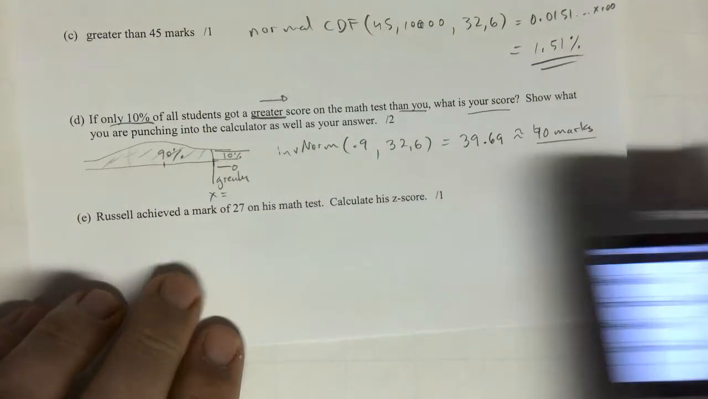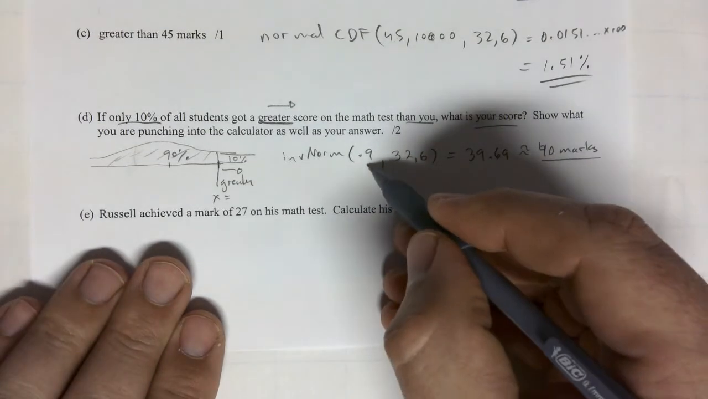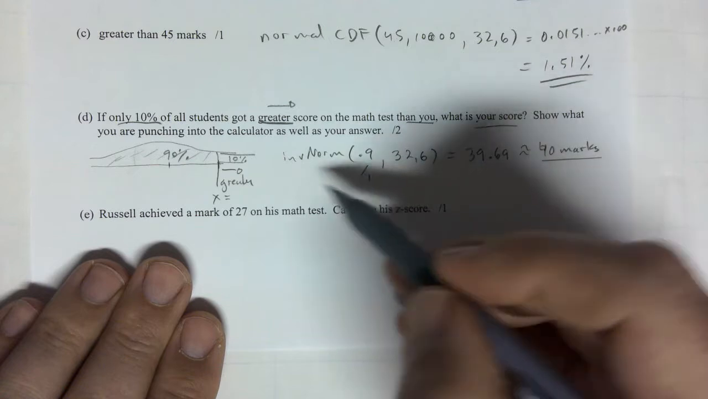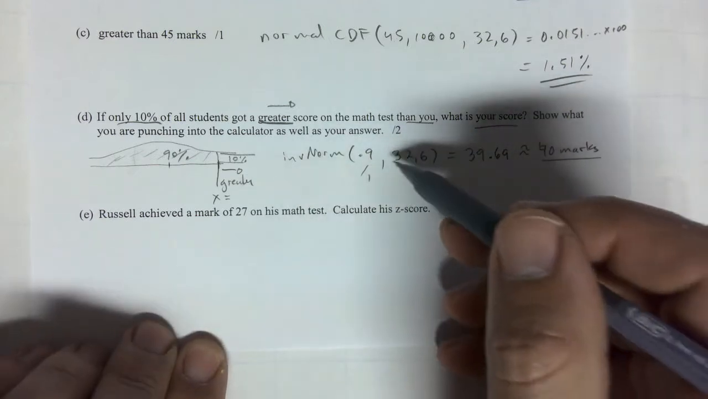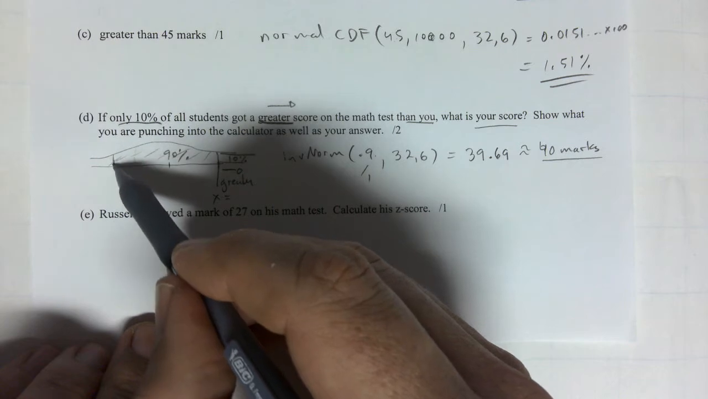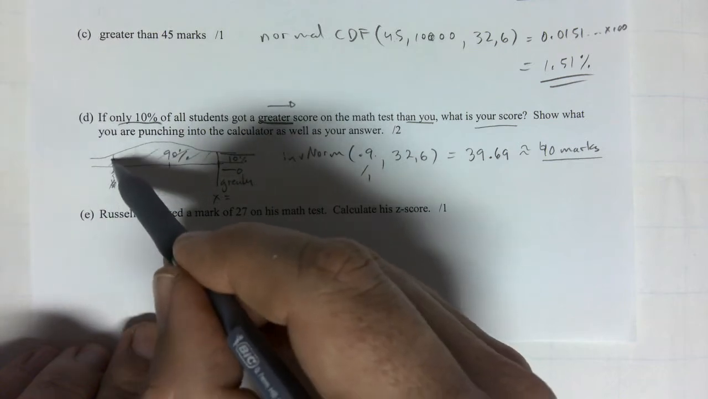Okay? So that's how you do that. That's why it's 2 marks, because this here is worth 1 mark because you have to actually think about what goes in here. It's not just a 0.1. If you put in 0.1, then you're actually finding the score you would get here because there's 10% to the left of you there. Okay.